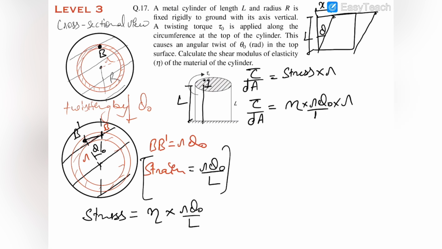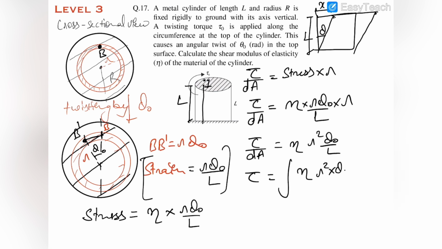Okay, so torque upon dA will be equal to eta r square theta naught by L, and the elemental area of this ring element will be 2 pi r dr. So the total torque will be the integration of eta into r square into theta naught by L into 2 pi r dr. The limit of r would be from 0 to capital R.